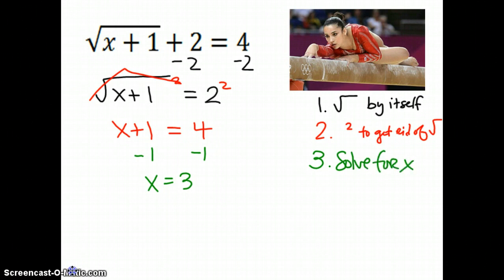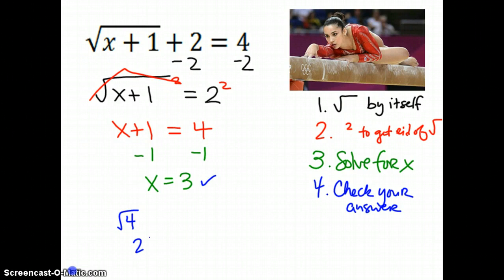And your last step, yes, there is a last step. You want to check your answer. Now I know that most of you check your answer just by putting a little check mark next to it, but you do actually have to go back in and see if it works out in this. So 3 plus 1 is 4, square root of 4 is 2, 2 plus 2 is 4, so it does in fact check out. Our answer is x equals 3.